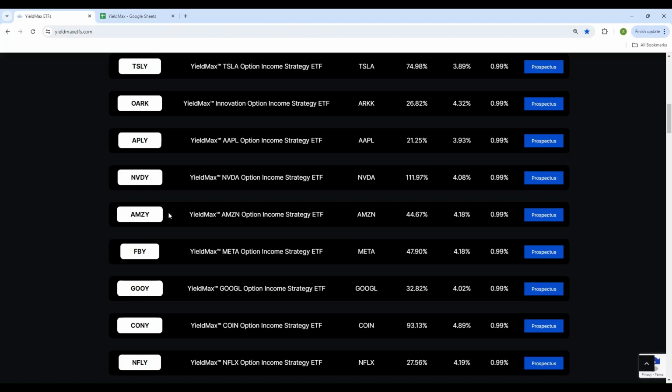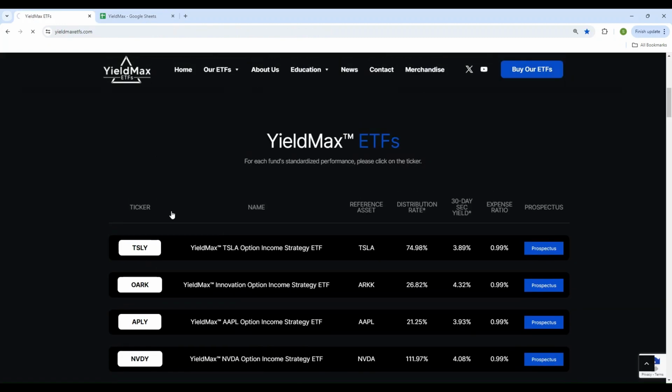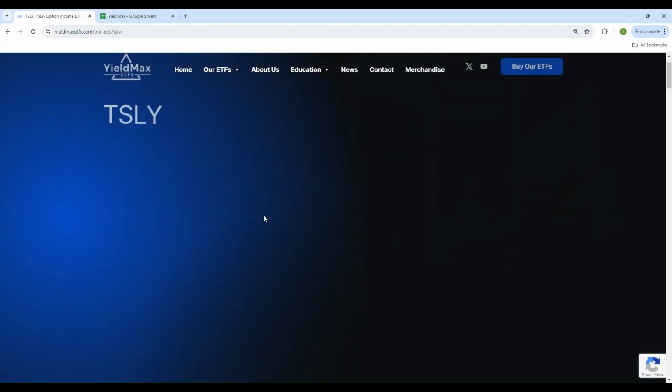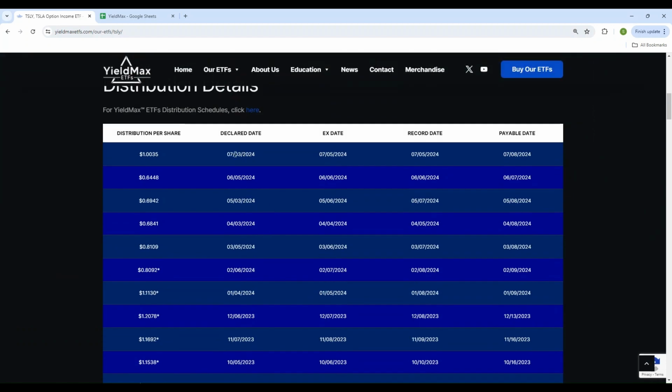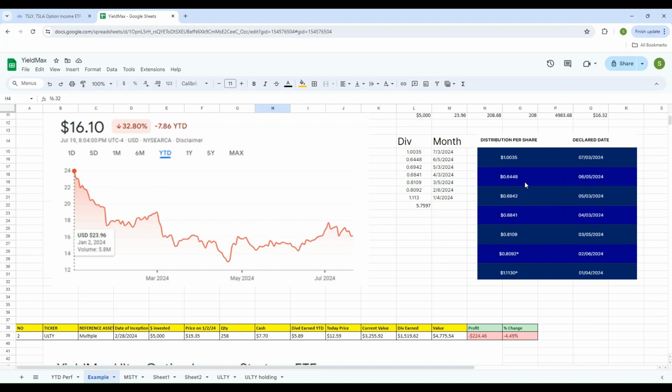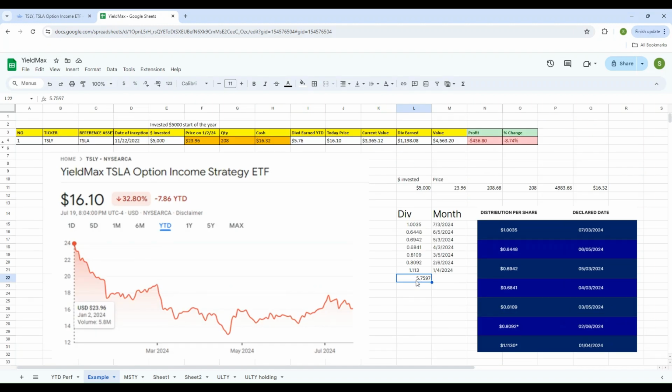Now, I showed you over here, for Tesla, this is a list of the dividend paid each month. I uploaded it over here. This is the dividend paid per month, and the total dividend paid year to date was $5.75, the dividend earned year to date on each single share.